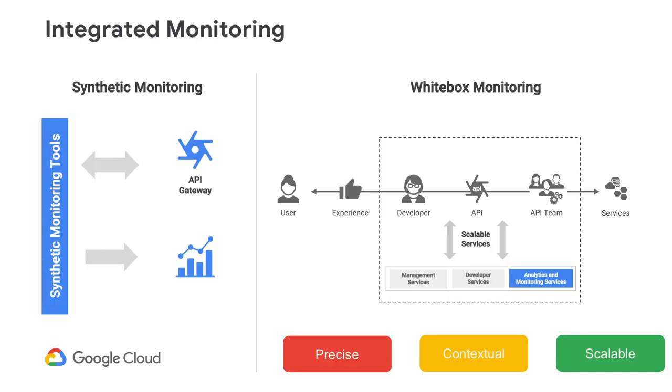So this is a diagram of how Apigee monitoring differs from just generic synthetic monitoring. The thing I want you to focus on is that the alerts that you get are precise. They tell you exactly where the error has occurred. They're contextual. If the error is due to a race condition, right? If it's intermittent, it'll help you zero in on what exactly is wrong and what is triggering that particular error.